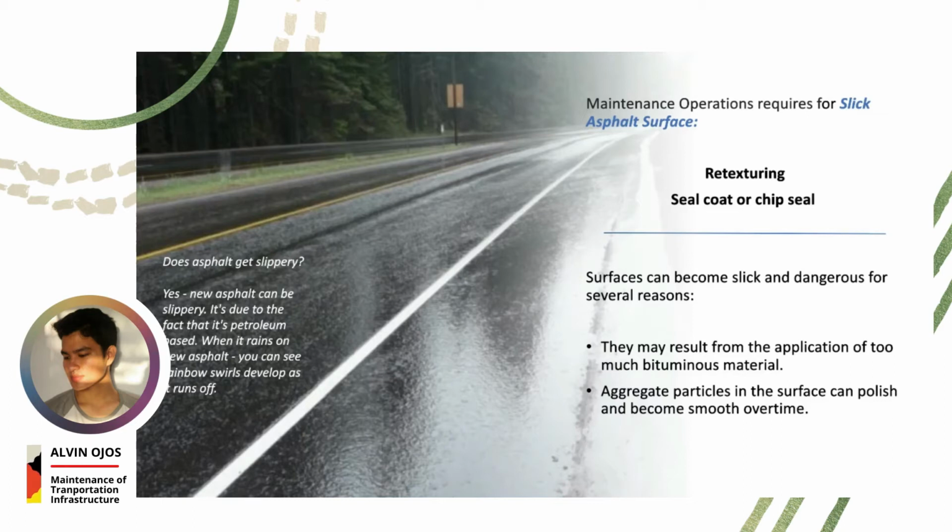Surfaces can become slick and dangerous for several reasons. First, they may result from the application of too much bituminous materials. So in extremely hot weather, they bleed, and in wet weather, they become slick.